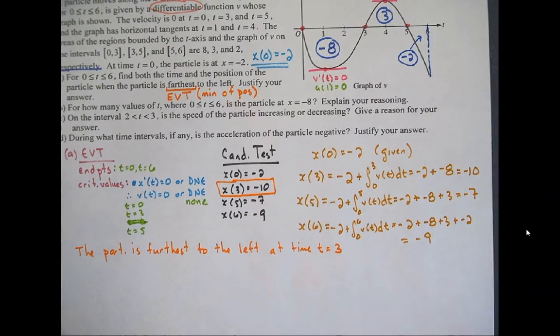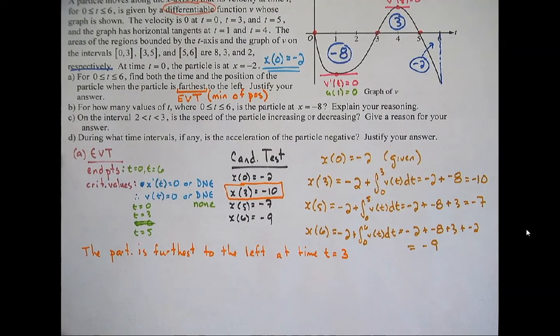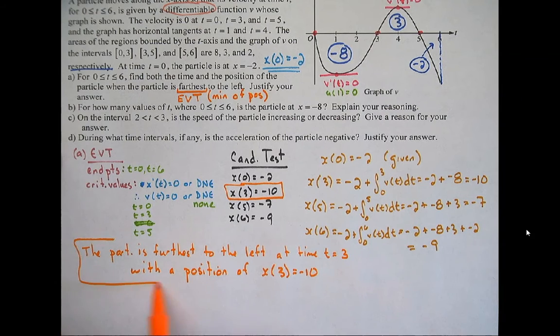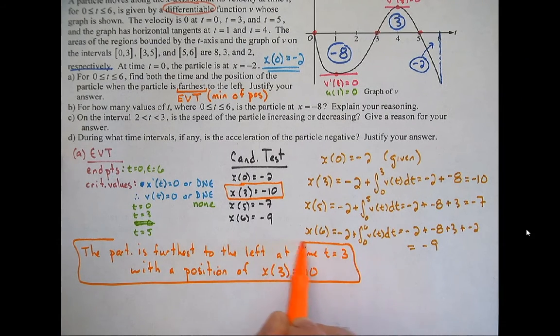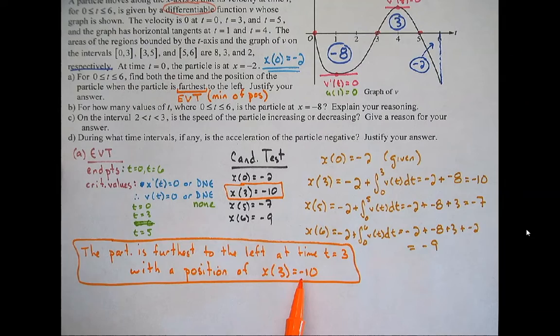Done? Read the question. Both time and position. So we get the time, we need to indicate the position. The particle is furthest to the left at time t equals 3 with a position of x of 3 equals -10. X was our position equation. 3 represents the time. -10 tells you how far.